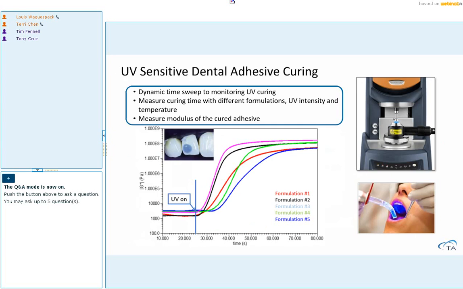In rheological measurements, instead of studying curing as a function of time or temperature, we can also study curing under different circumstances. This is a case study demonstrating using a rheometer to monitor UV curing with 5 different dental materials with different formulations. Using rheological measurements, we can quantitatively compare which formulation cures faster and how fast, and also which formulation will reach an ideal final sample modulus.